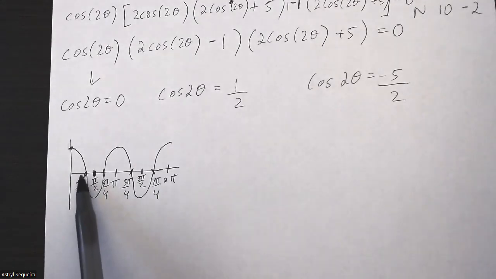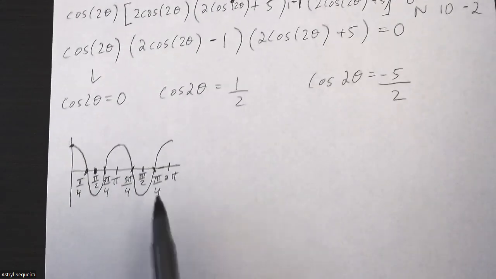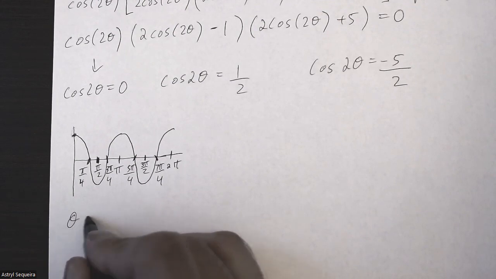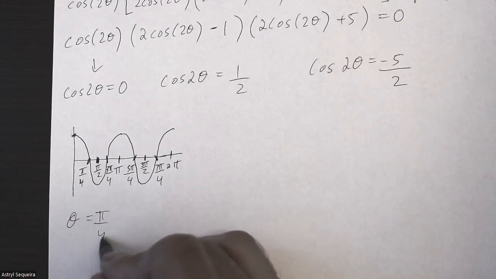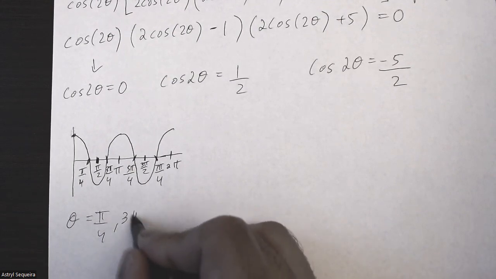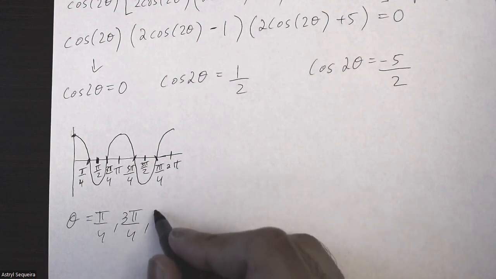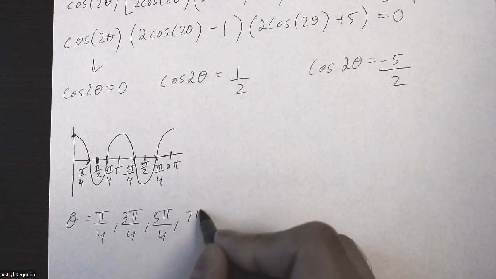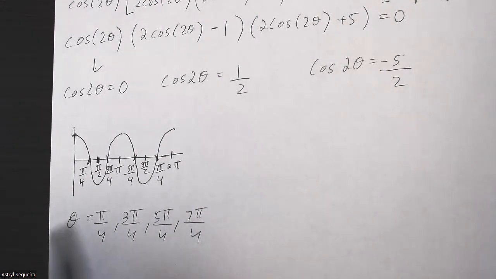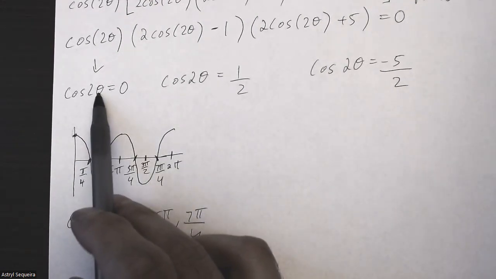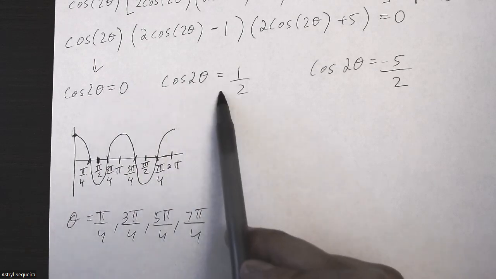So cos 2 theta is 0 at these 4 points. So I have 4 solutions here. Theta equals pi over 4, comma, 3 pi over 4, comma, 5 pi over 4, comma and 7 pi over 4. So 4 solutions for this first one here. I'm going to have another 4 solutions for this one.